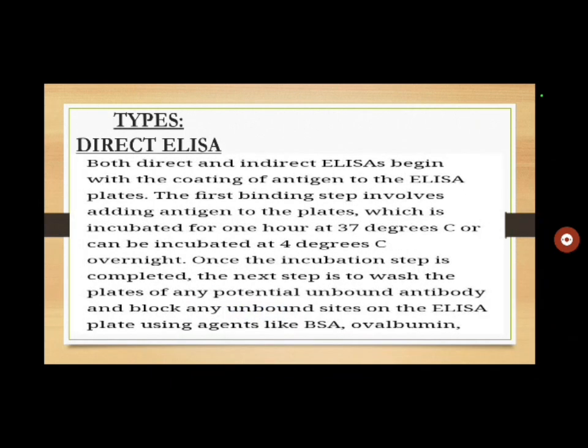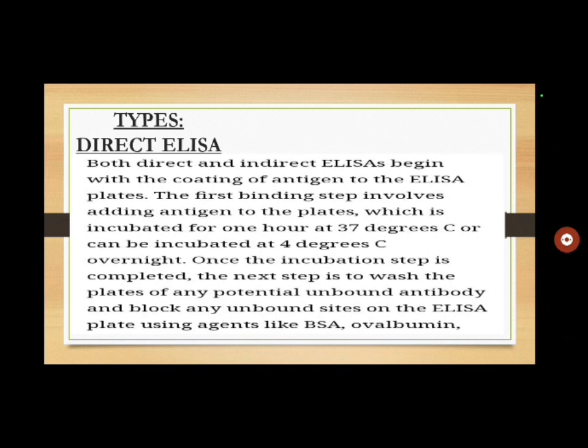Now the types. The first type is direct ELISA. Both direct and indirect ELISA begin with the coating of antigen to the ELISA plates. The first binding step involves adding antigen to the plates, which is incubated for 1 hour at 37 degrees Celsius or can be incubated at 4 degrees Celsius overnight.